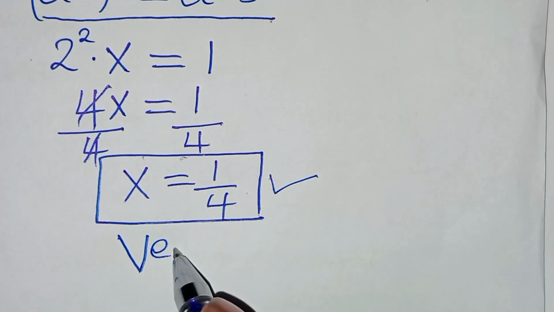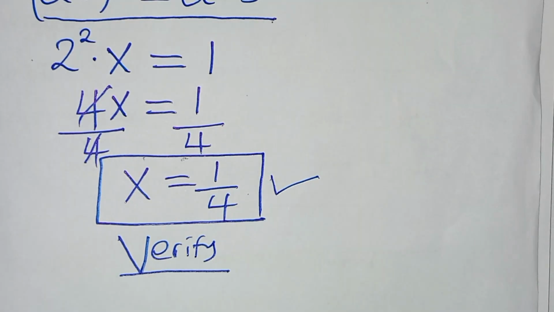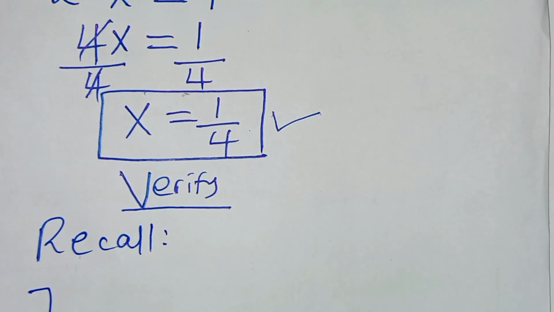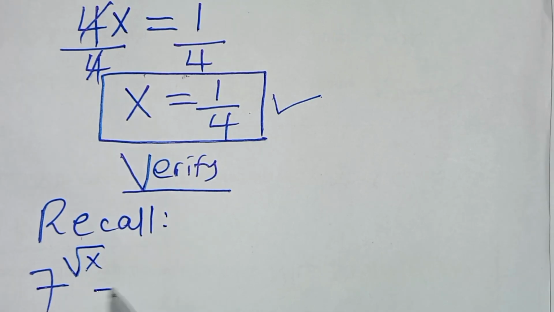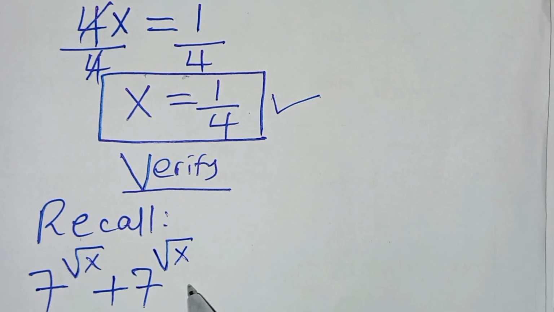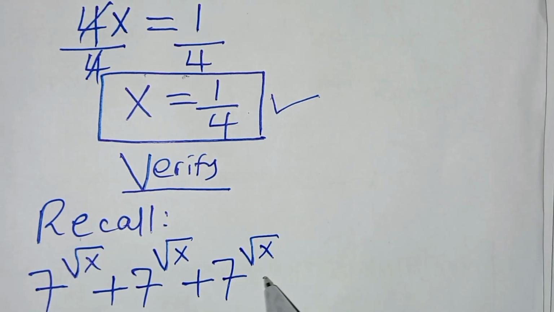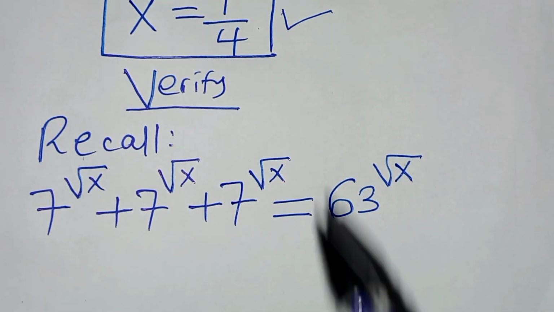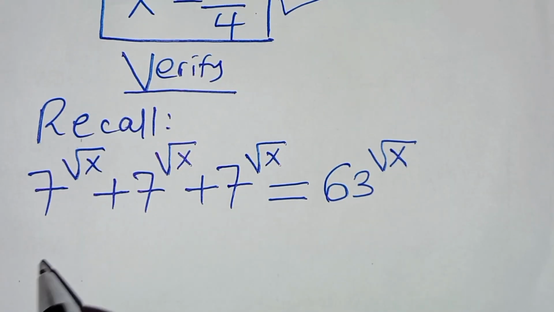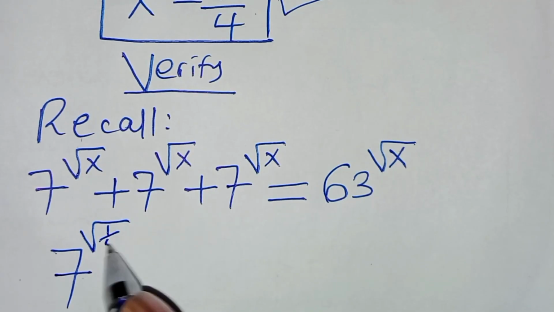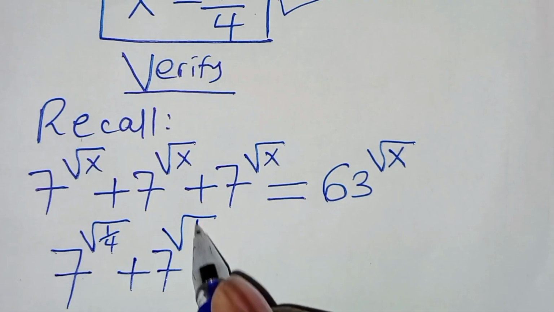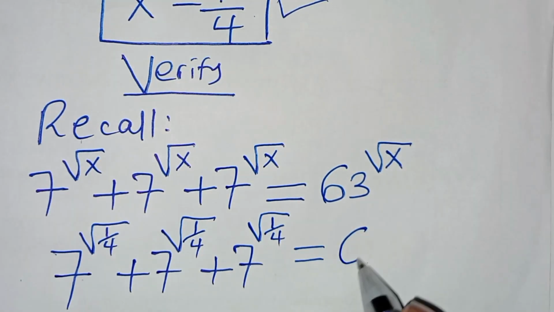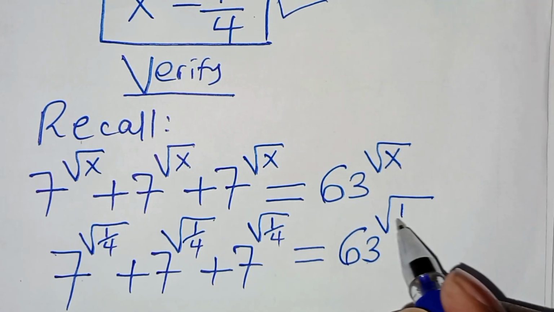The next step is, let's verify that this value of x satisfies the equation. Now, if you recall, we had 7 raised to the power square root of x plus 7 raised to the power square root of x plus 7 raised to the power square root of x. This is equal to 63 raised to the power square root of x. Substituting the value of x here, which is 1 over 4, this implies that we have 7 raised to the power square root of 1 over 4 plus 7 raised to the power square root of 1 over 4, then plus 7 raised to the power square root of 1 over 4. This is equal to 63 raised to the power square root of 1 over 4.